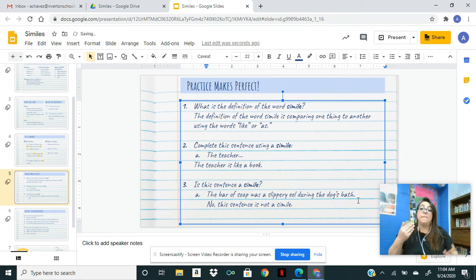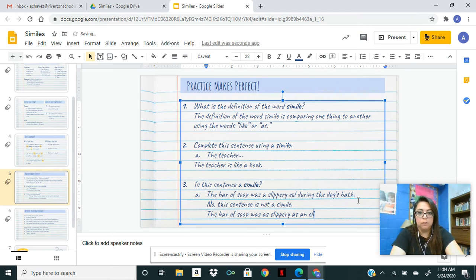Now, we could make it a simile and we could say the bar of soap was as slippery as an eel during the dog's bath. And then that would become a simile because we're comparing the two using like or as.